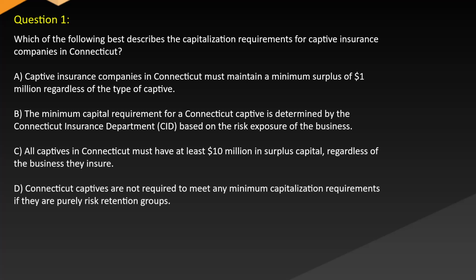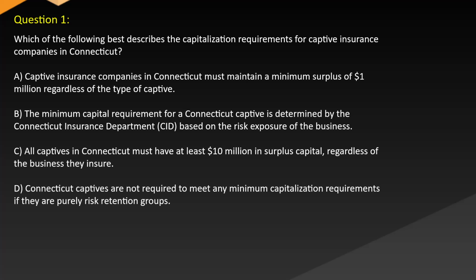Question 1. Which of the following best describes the capitalization requirements for captive insurance companies in Connecticut? A. Captive insurance companies in Connecticut must maintain a minimum surplus of $1 million regardless of the type of captive. B. The minimum capital requirement for a Connecticut captive is determined by the Connecticut Insurance Department, CID, based on the risk exposure of the business.